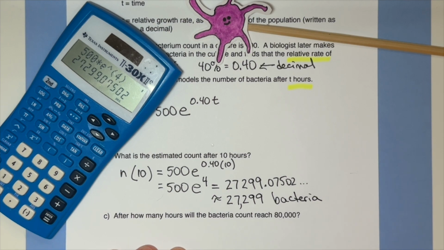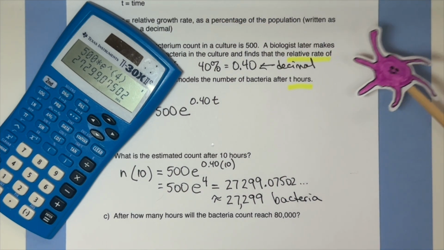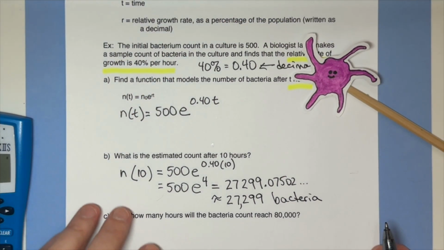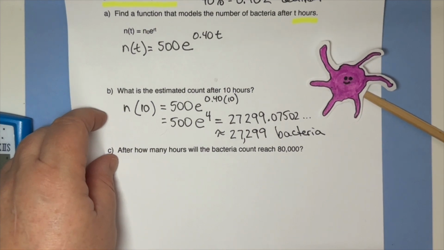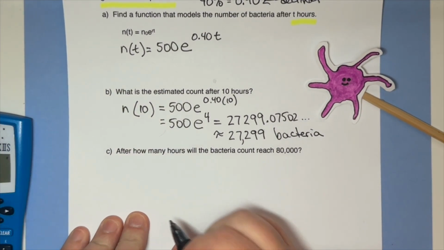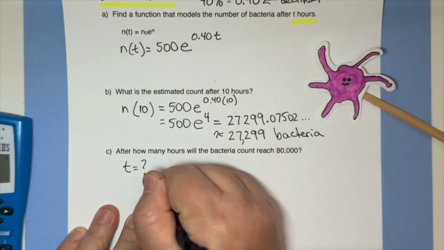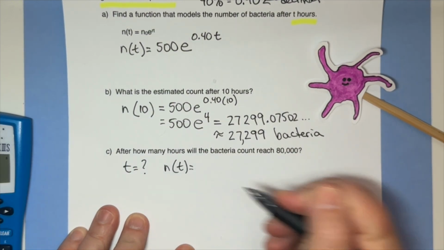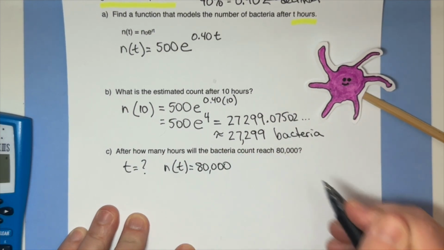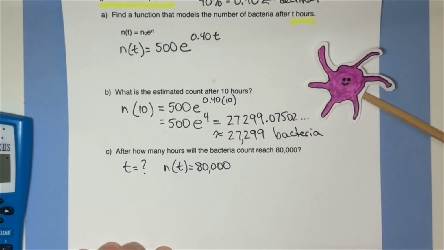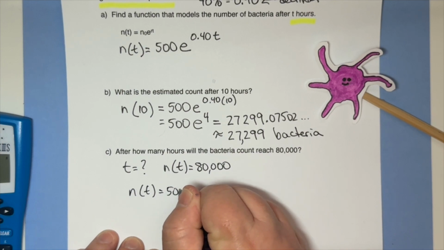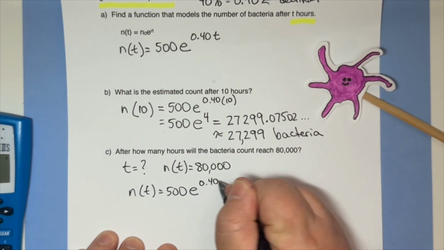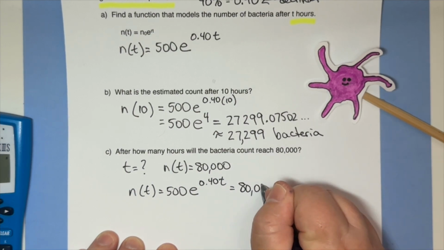And so the next question is, after how many hours will the bacteria count reach 80,000? It's a fair question. So let's go ahead and work on that one. And again, just like in the previous case, we're working with e as a base, but our general approach is going to be the same. So I want to know how many hours for n of t to equal 80,000. And just exactly the same way as with the previous problem, I'm going to write n of t is 500 times e to the 0.40t, which we want to be 80,000.